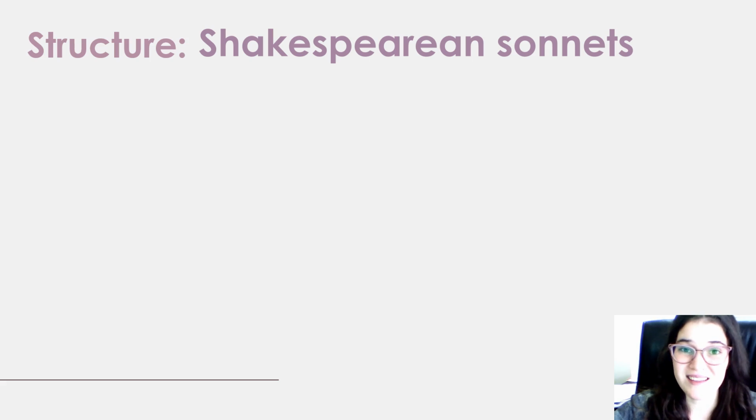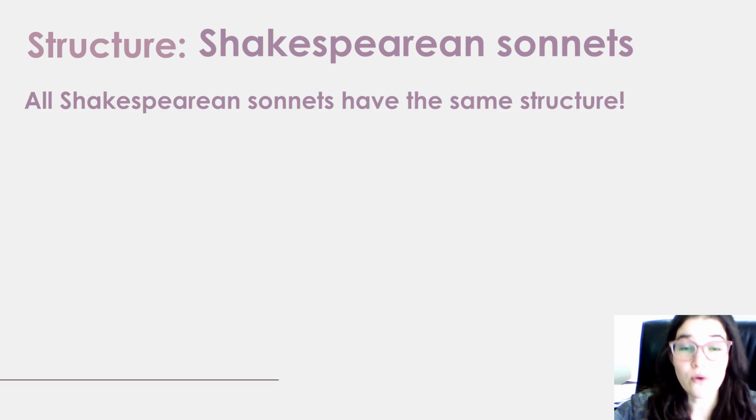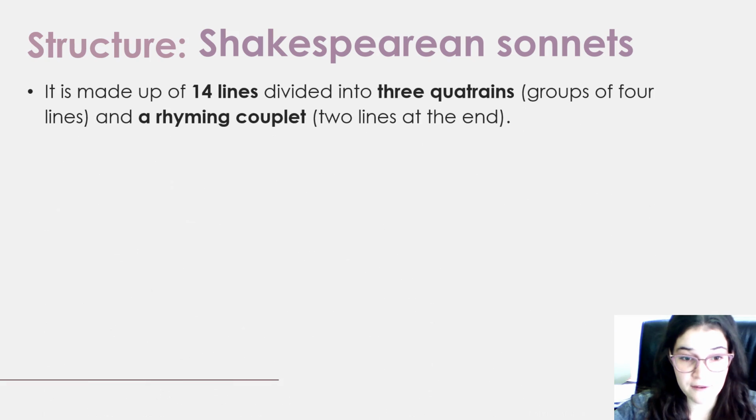We know that this is a sonnet and all sonnets have the same structure, and this is how you will be able to identify when a poem is a sonnet or not. Sonnets all have 14 lines. The poem is 14 lines long, and these 14 lines can be divided into 3 quatrains. Quatrain means a group of 4 lines, okay? And it also has a rhyming couplet. So the 3 quatrains and the rhyming couplet all add up to 14 lines.